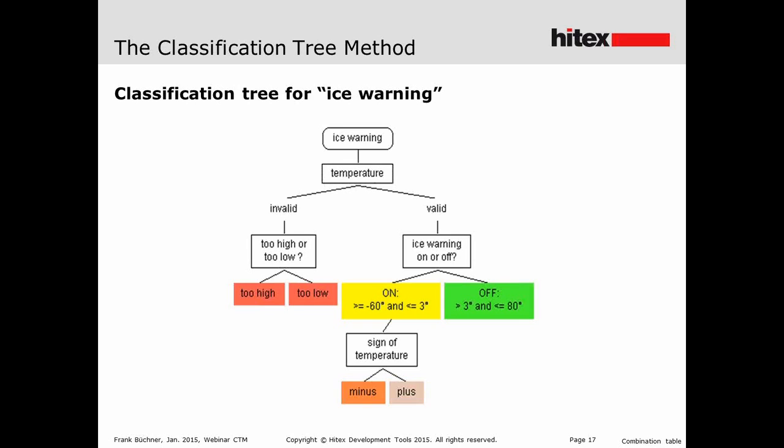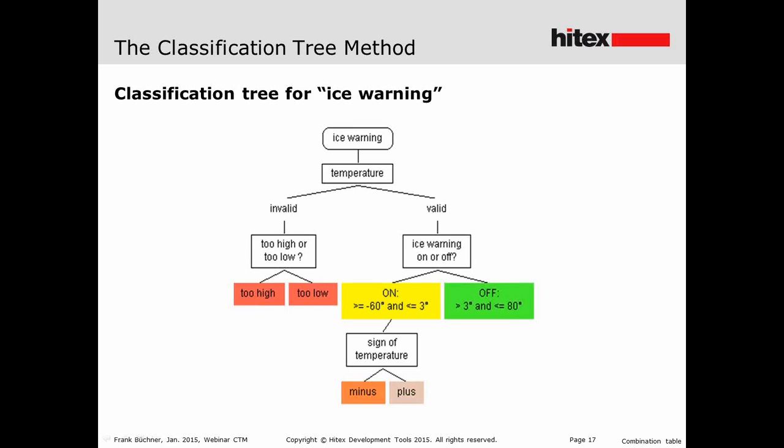test relevant aspect we have found for this problem, and this is divided in two classes. The test relevant aspect is the temperature, of course, or values which correspond to temperatures, and the temperature is divided in two classes, the classes with the invalid values and the classes with valid values. The invalid values correspond to the red areas of the slide before, and these invalid classes are divided in two subclasses according to the aspect, is it too high or too low? So we have two leaf classes here, the red ones, which correspond to invalid values. Also, the valid values are divided in two subclasses according to the aspect if the ice warning is on or off, and this results in the yellow class here and in the green class here.